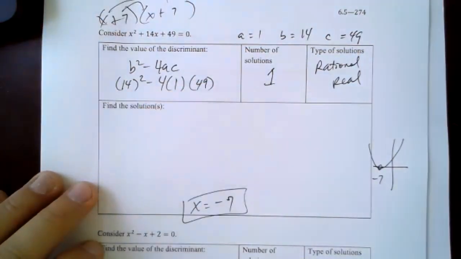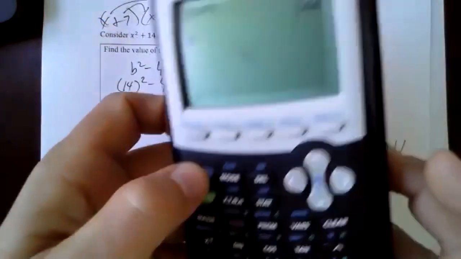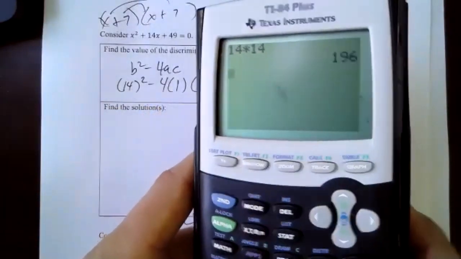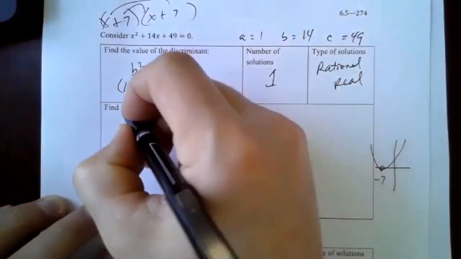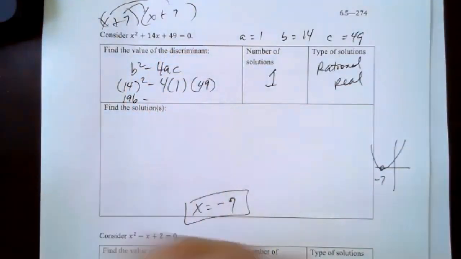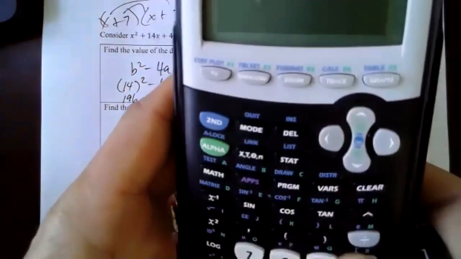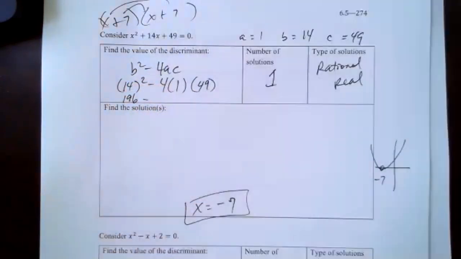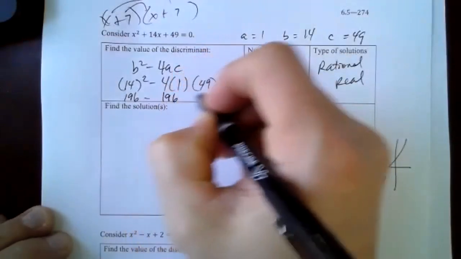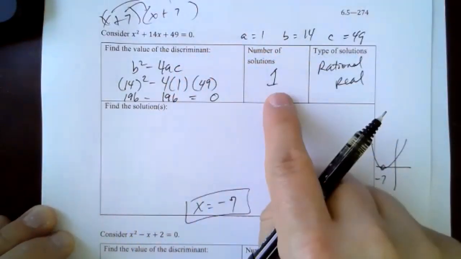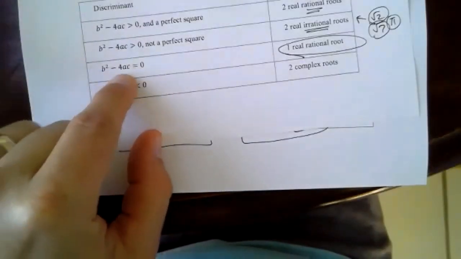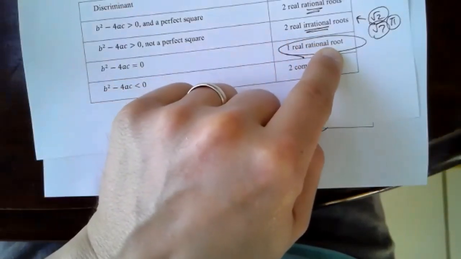So 14 squared is 196. All right, so we're going to put 196, and then 4 times 49 is 196 also. So check that out. Notice that both of these are the same. That equals 0. So that means we're going to have one solution according to this chart right here. The discriminant equals 0, so we're going to have one rational root.